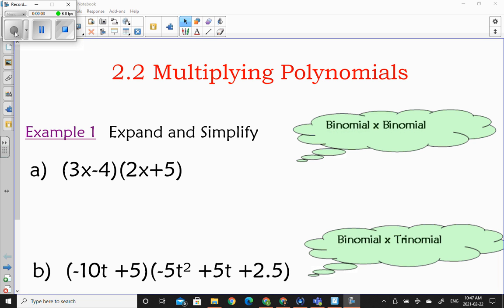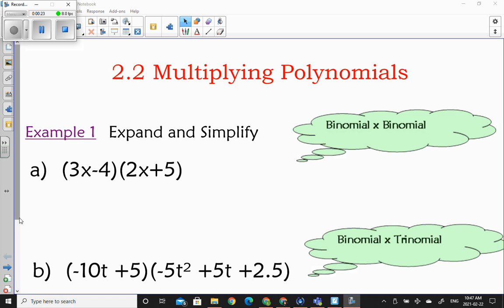Lesson 2.2 is on multiplying polynomials. We're going to start off with some examples where we expand and simplify the product of polynomials. So we start off with our first example. We're multiplying a binomial with another binomial, 3x minus 4 times 2x plus 5.